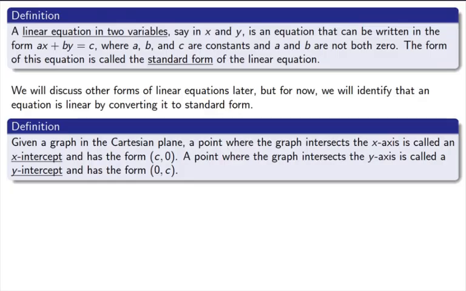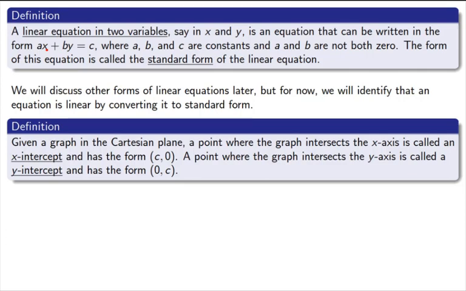So if you have a linear equation in two variables, we can write it in the form ax plus by equals c. We often call this the standard form of the equation. x and y are our variables, and a, b, and c are numbers: a and b are coefficients, and c is some constant term in the problem. If we can write an equation in this form, then it is a linear equation. In order to find the x-intercepts and the y-intercepts, we let the other variable be 0.